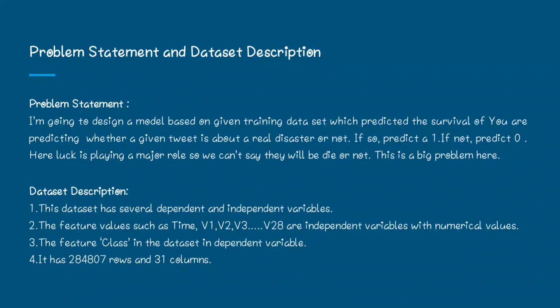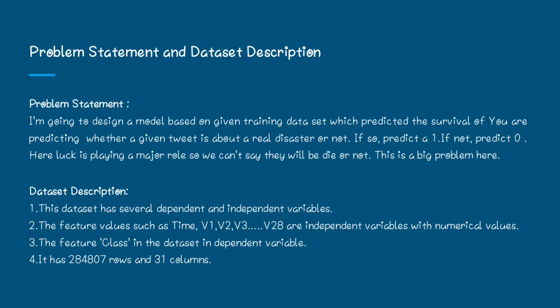Problem statement and data set description. The problem statement is that in this data set, I am going to design a model that, given a training data set, predicts the survival of the people, whether it is a real disaster or not. If it is, it is predicted as 1. If it is not, it is considered as 0.